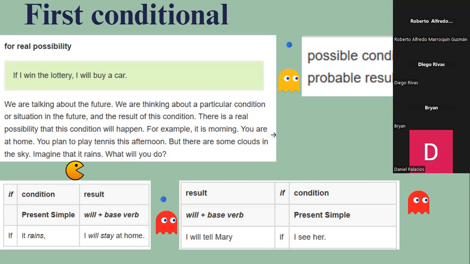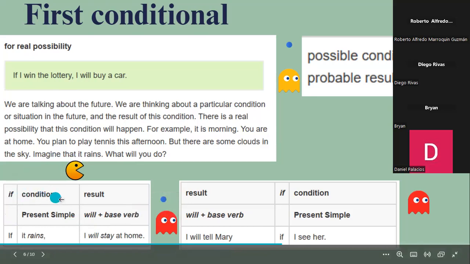If I win the lottery, I will buy a car. We are talking about the future. We are thinking about the particular condition or situation in the future and the result of this condition. And there is a real possibility that this condition will happen. For example, if it's morning, you are at home. You plan to play tennis this afternoon, but there are some clouds in the sky. Imagine that it rains. What will you do?